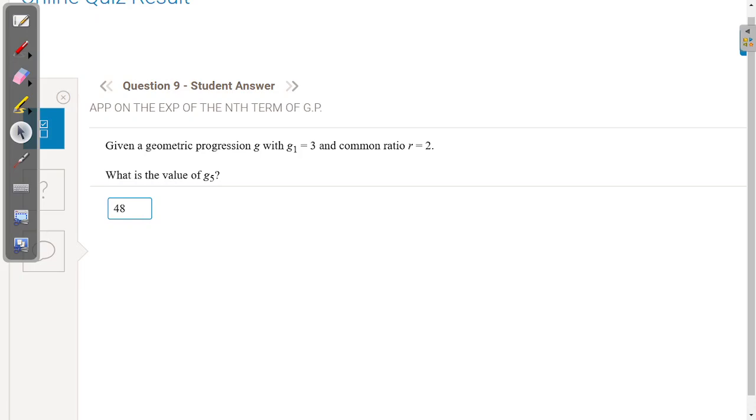Given a geometric progression g with g1 equals 3 and common ratio r equals 2, what's the value of g5? So g5 equals g1 times r to the power n minus 1. So it's 3 times 2 to the power of 5 minus 1, which is 4. So it will be 48.